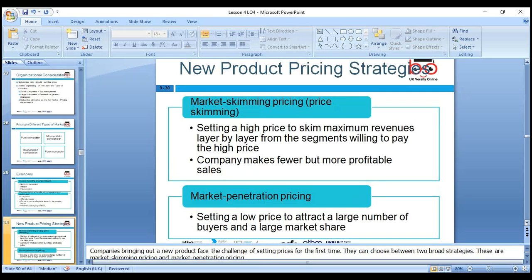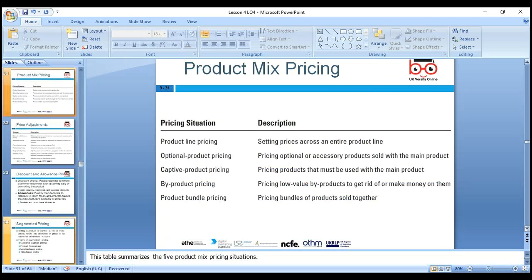New product pricing strategies: skimming means a high price. We charge a high price for a few months, like in technology, Apple iPhones, Samsung. When they launch a new brand it is very expensive, then eventually the pricing changes because technology pricing keeps changing. Market penetration means a low price, a large number of buyers and a large market share. Then product mix pricing: product line pricing, optional product, captive product pricing, by-product pricing, and all these are different pricing.